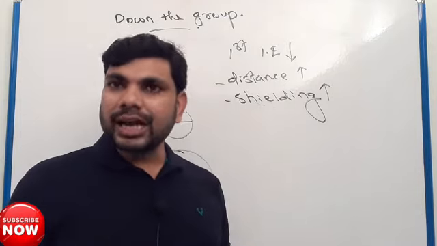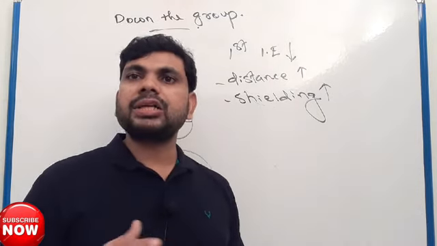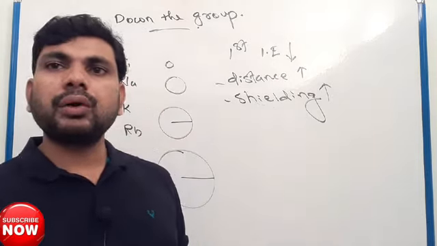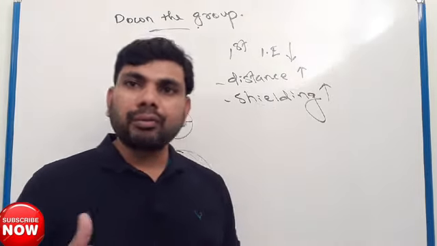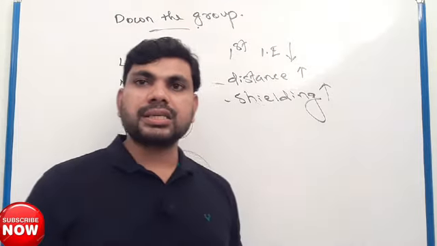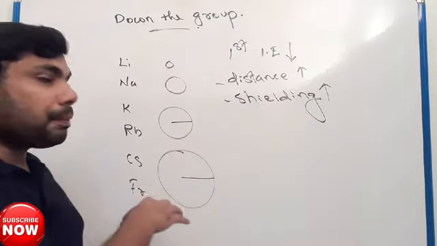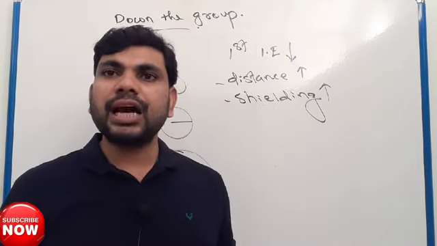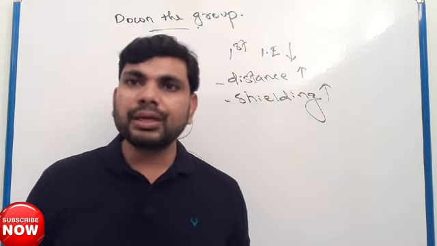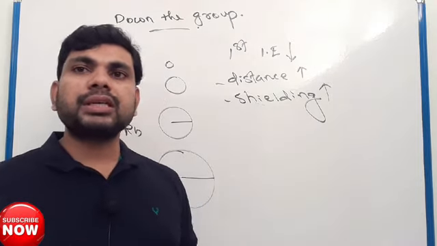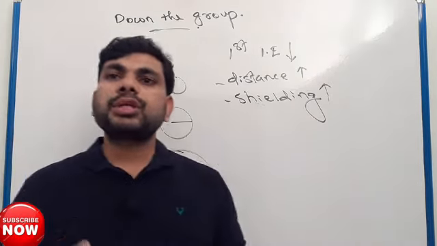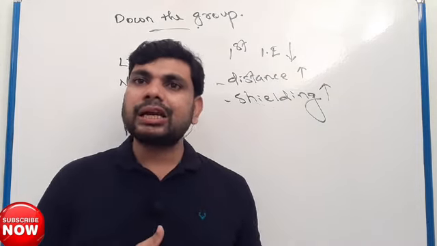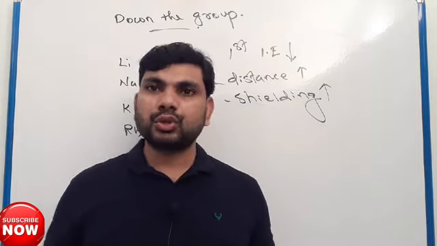So there is less attraction between nucleus and outer shell electron, so we can remove the outer shell electron very easily. So ionization energy decreases. Generally down the group, ionization energy decreases. Reason: the size of the atom or atomic radius increases, attraction between nucleus and outer shell electron decreases. That's why it needs less energy to remove the outer shell electron.